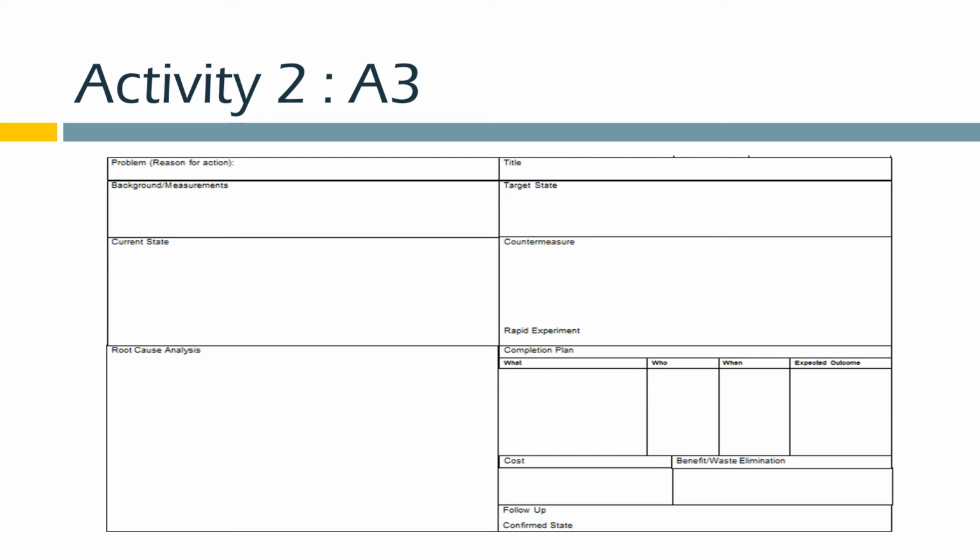Then I suggest you find 5 or 6 different countermeasures to solve those problems. Write those things down as countermeasures as well. And then when you see the completion plan here, what is the problem that you had, who is solving it, when is it going to be solved by, and what is the expected outcome, and how much cost savings does that problem have for the department.